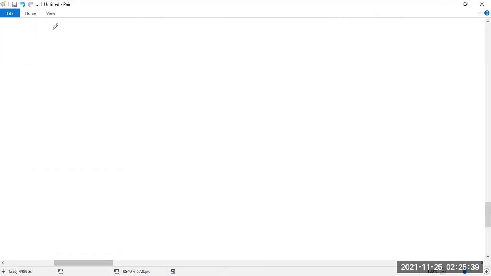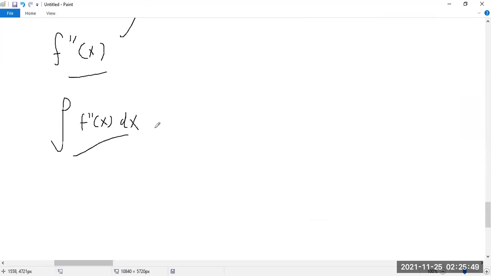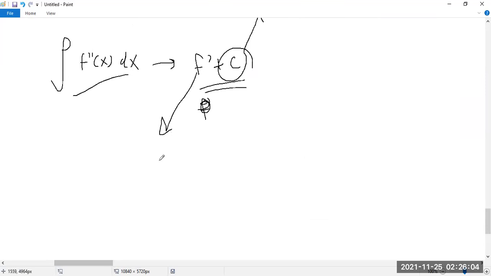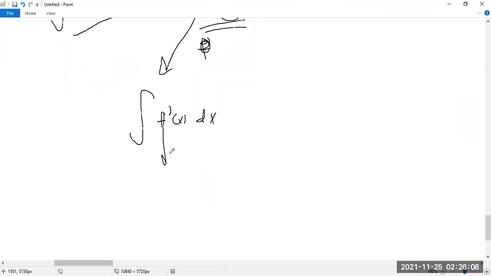So what did we do? We had f prime prime of x, right? This is what we had. And then we said, okay, if I put f prime prime of x into the integral function, then I'm going to get f prime plus c. And then we solved for the c. So we got f prime, we actually got a concrete value for f prime. And so then we took the f prime, we put it into the integral function. And then we got f plus c, and then we solved for c, and then we got f.